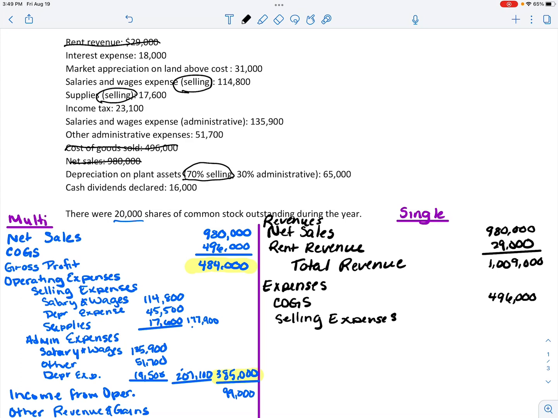So if I add up the 114,800, that's 17,600, and then I have the 70% of the 65,000. We're going to add that here.